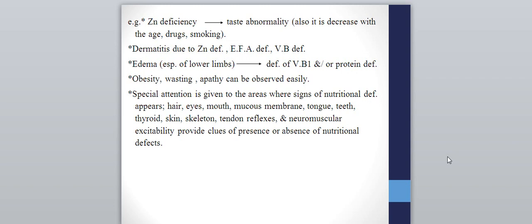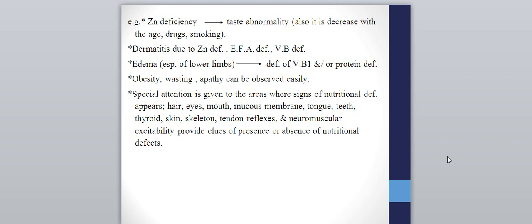Also, we have to look for obesity. If there is obesity, overweight, wasting of muscles, apathy, or irritability, these are related to nutritional deficiency symptoms. Special attention is given to the areas where signs of nutritional deficiency appear, like the hair. If there is vitamin deficiency, the hair will be silky, thin, easily pluckable, and brittle. Even the color may be reddish, silky-like, very fine.